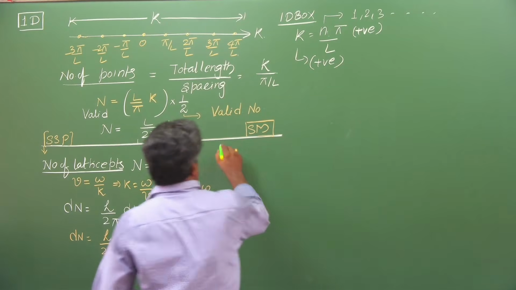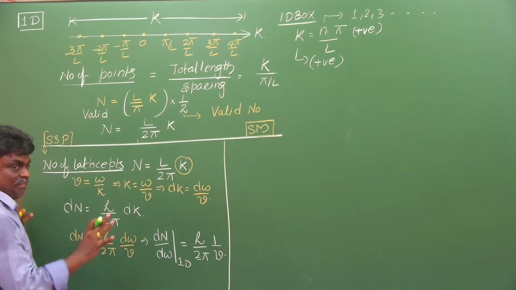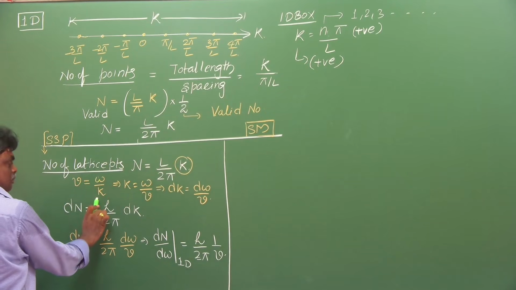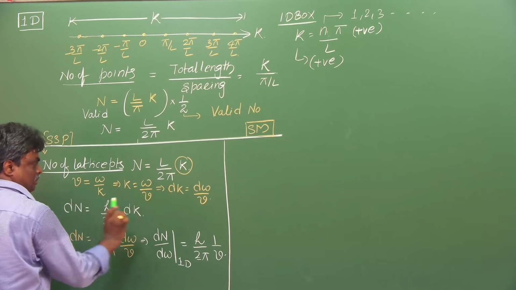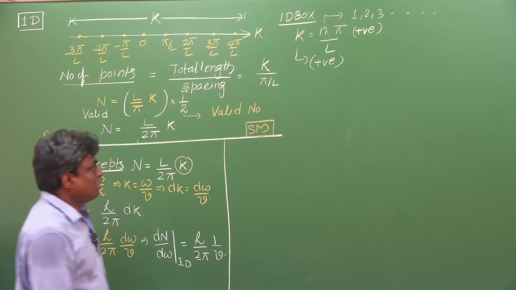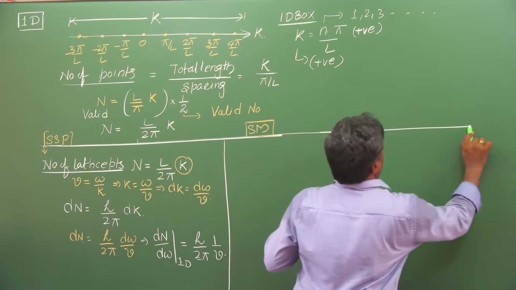Now this is the solid state physics part. From now onwards, everywhere you have to use this: v equal to omega by k, and dk equal to d omega by v. Don't forget. Next we come to statistical mechanics. Important, very important.